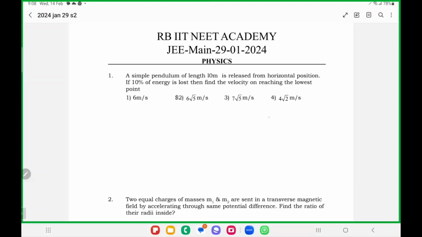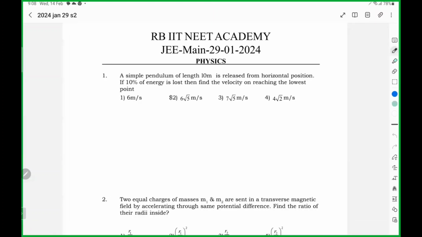A simple pendulum of length 10 meters is released from horizontal position. Initially, it is in horizontal position. 10% of energy is lost. When it is in horizontal position, the energy which it has is potential energy.